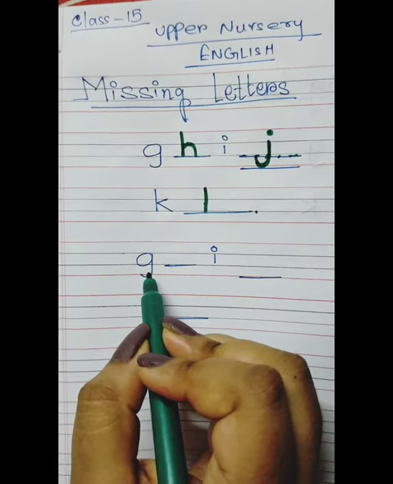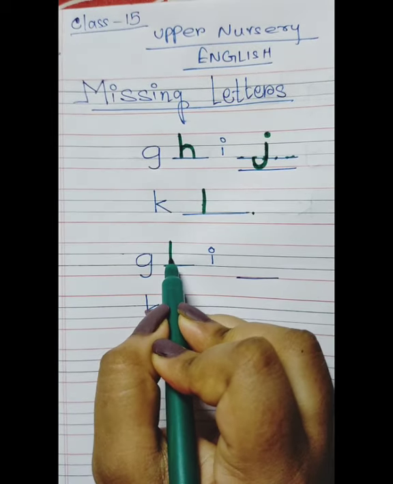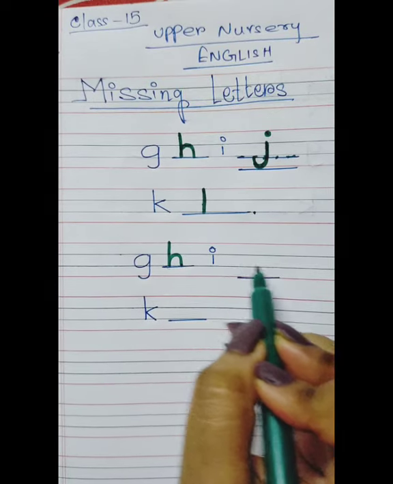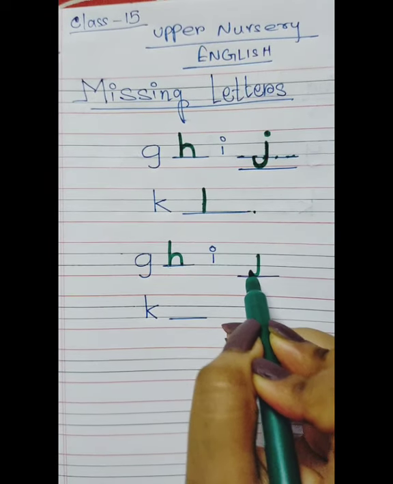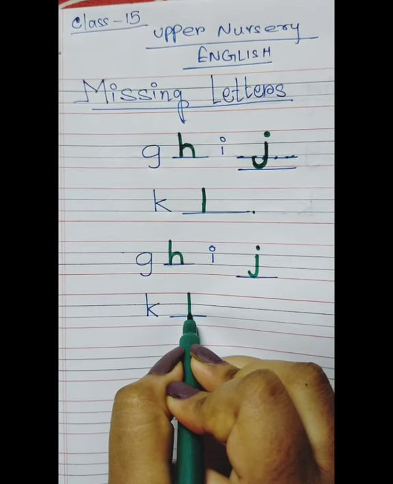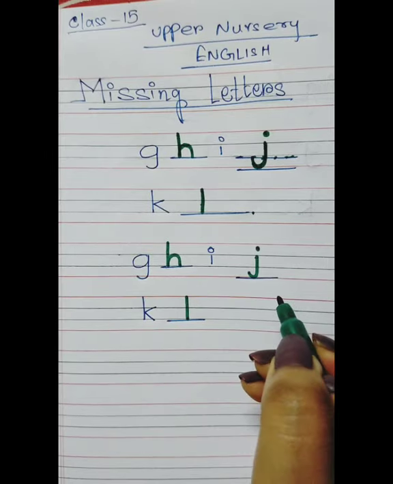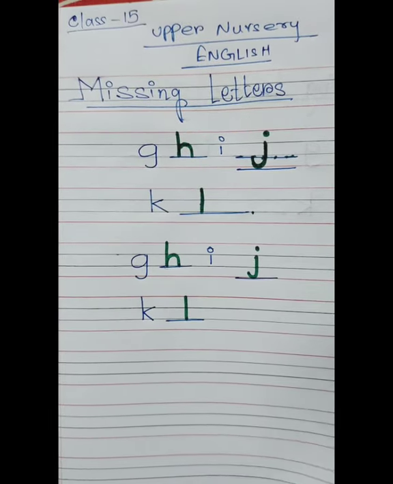So this is G. Then you will ask your kids to write H, I, J, K, L. Understood? Everyone, is it clear? Okay. Likewise, always I am giving you homework.